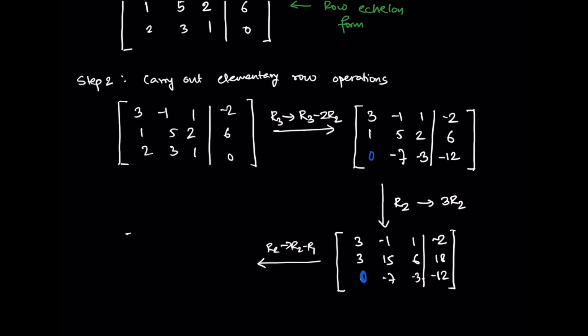And let us see what we get. R1 remains the same. In R2, here we will get another 0 because it is 3 minus 3. In the second place we'll get 15 minus 1, which will give us 16. In the third place we will get 6 minus 1, 5. And in the fourth place 18 minus 2, which will give us 20. Then we write down the third row, which stays as it is.